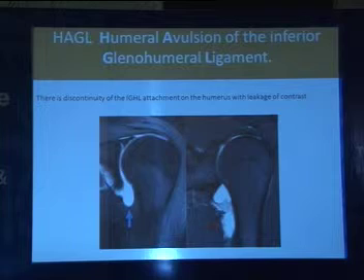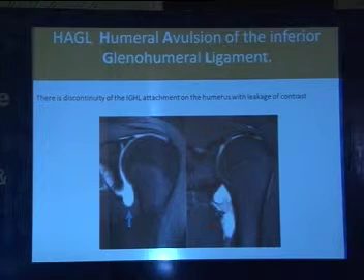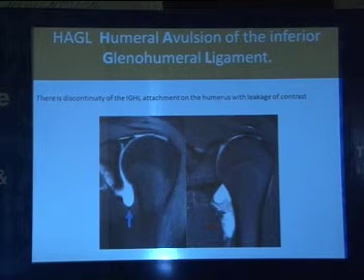Or it could be a HAGL lesion, which is a discontinuity of the inferior glenohumeral ligament. So rather than damage on the glenoid side, the damage is on the inferior glenohumeral ligament towards the humeral side. These are additional pointers which change our treatment scenario whenever we do these investigations.